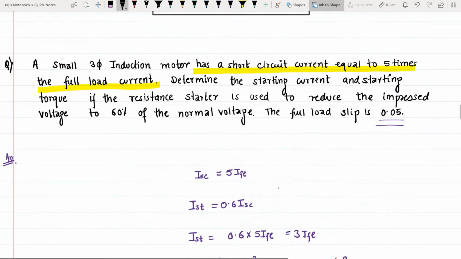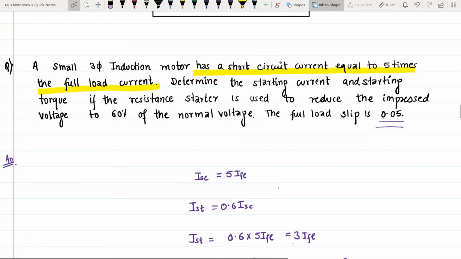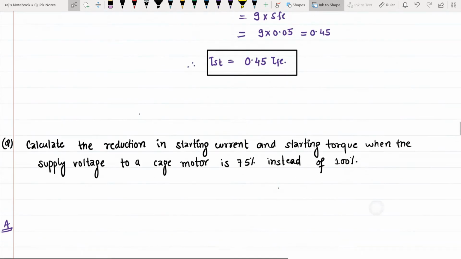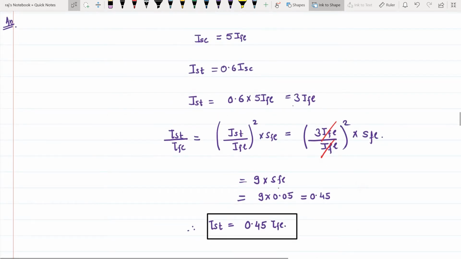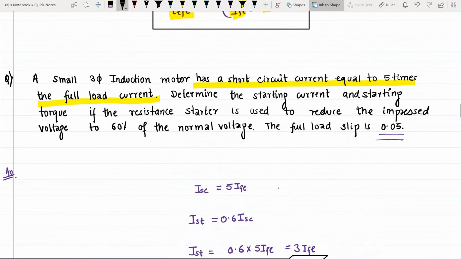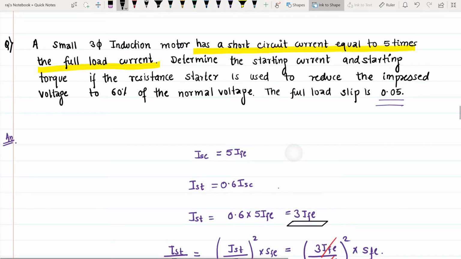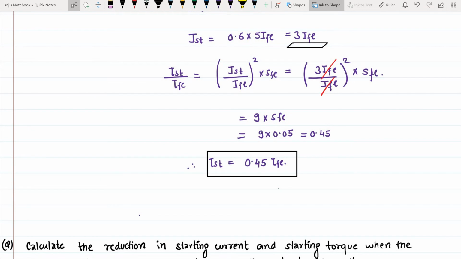Because what has been asked is to determine the starting current, we have determined the starting current as 3 IFL, as well as the starting torque. Starting torque is nothing but 0.45 times tau FL. Now let's try to solve another question.